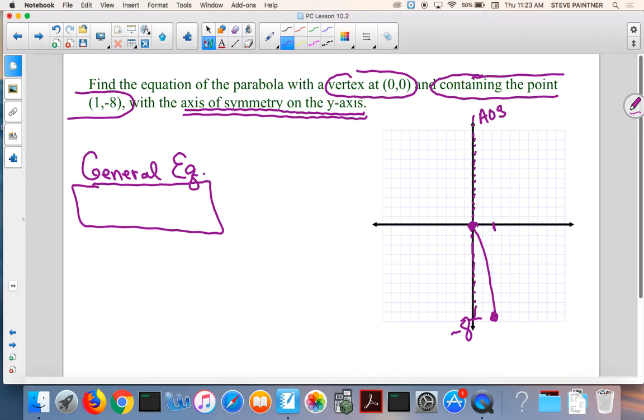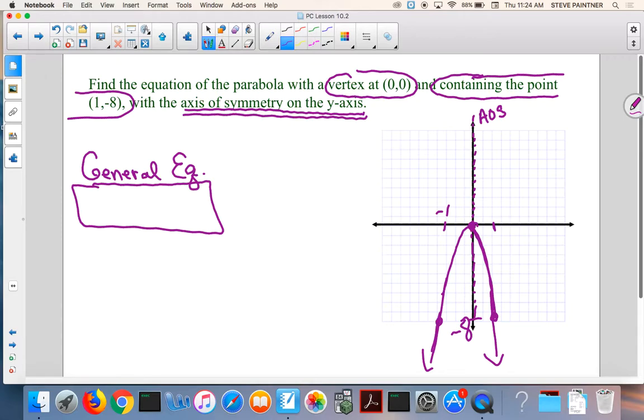Can I put one more thing down? -1, -8, symmetrical. You know, if 1, -8 is on the parabola, so is -1, -8. Right? Okay, there it is. Now, find the equation.